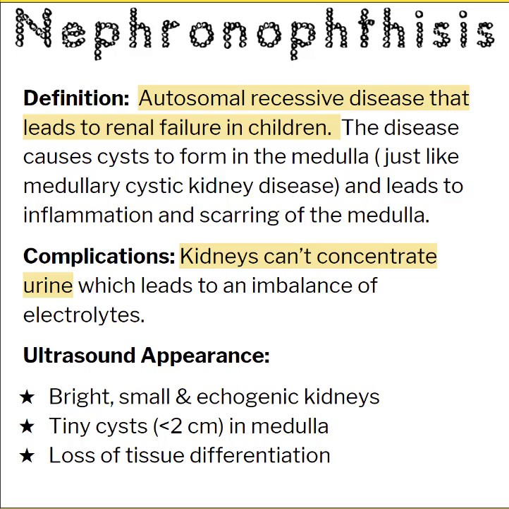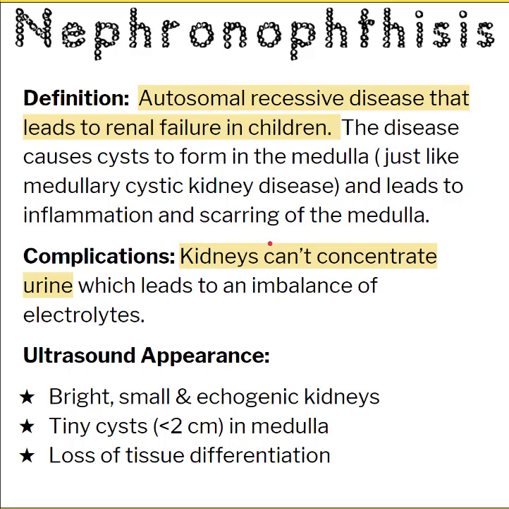And nephronophthisis is an autosomal recessive disease. So as we've been talking, recessive diseases tend to affect children. So medullary cystic kidney disease is autosomal dominant, affects adults. Nephronophthisis is autosomal recessive and affects children. It is essentially the same issue that comes along with the adult version. It just happens in childhood.